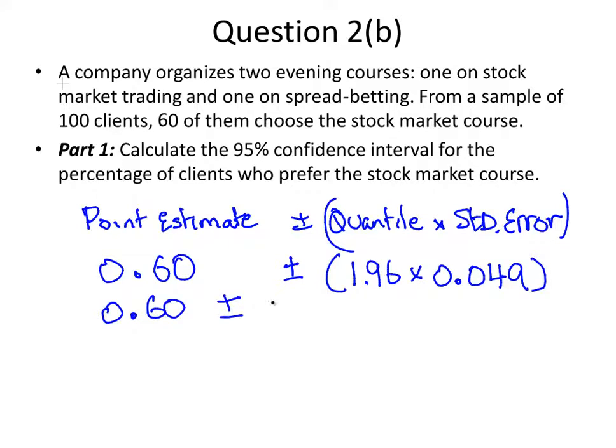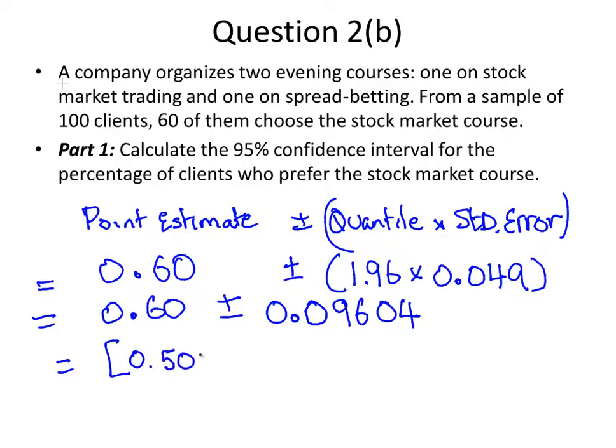It is 0.60 plus or minus 0.09604. I'm writing it to quite a few decimal places. You can simplify it later on. That works out to be 0.50396, that's the lower bound, when we subtract, 0.6 minus 0.09604. And when we add them together, we get 0.69604. So that is our confidence interval.